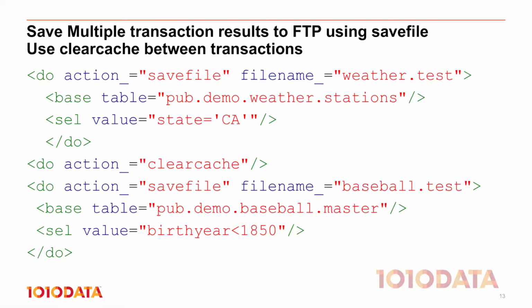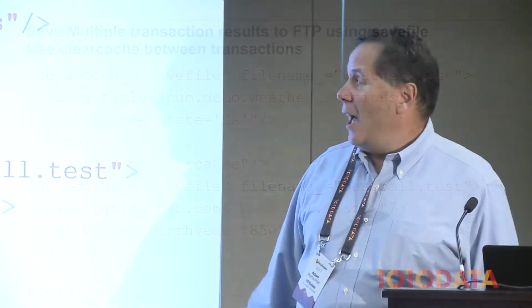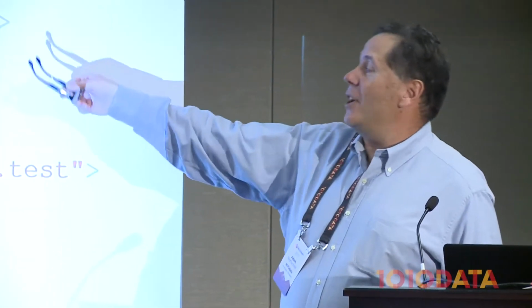So here's our first example of how you could use do, and you could basically just paste this right into the scheduler. So these are two save file transactions. They're about as simple as you can get. And you're saving two different files to FTP, the weather.test and baseball.test. And you can actually clear cache in between. So if you've got big stuff going on and you need to clear up the memory, there's another action for you to run.